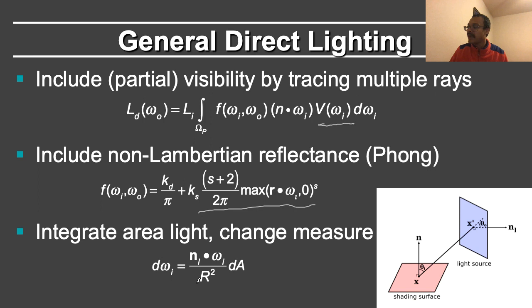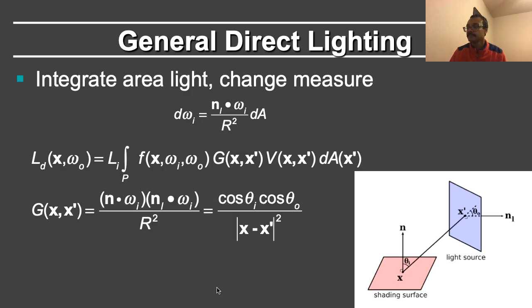Divided by the square of the distance between the point x on the shading surface and the point x prime on the light source, times the differential area element on the light source. So the integral that you will ultimately have to solve is very similar to what you did for the rendering equation.